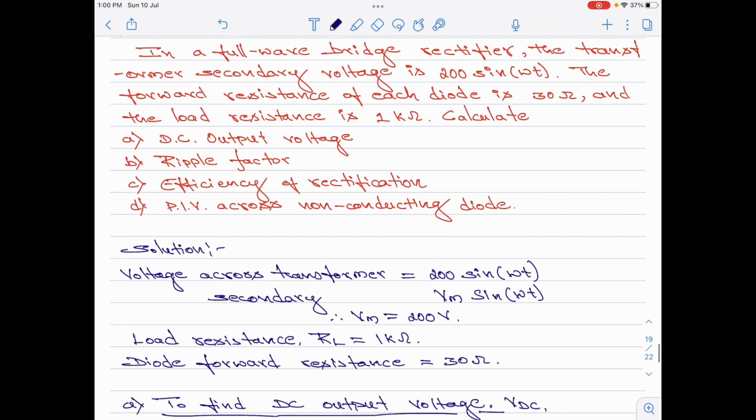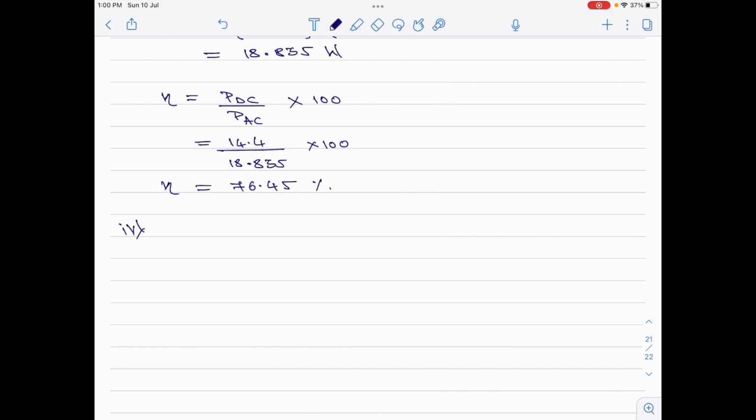Coming back to the last part, we are asked to find the peak inverse voltage across the non-conducting diode. This is again a very straightforward answer. The answer for this is simply Vm, the secondary transformer maximum voltage. So, I will write the peak inverse voltage across the non-conducting diode is equal to Vm, which is equal to 200 volt. That is the answer for part D of the numerical.